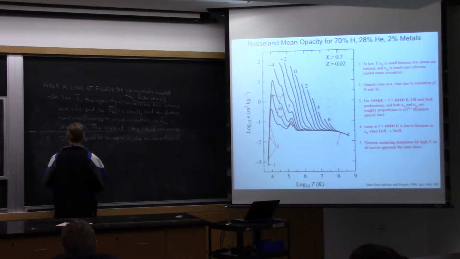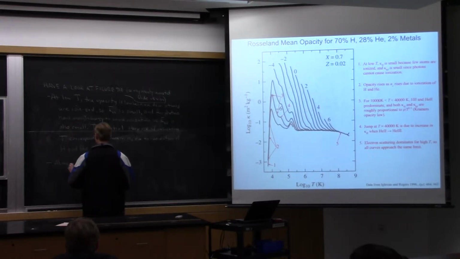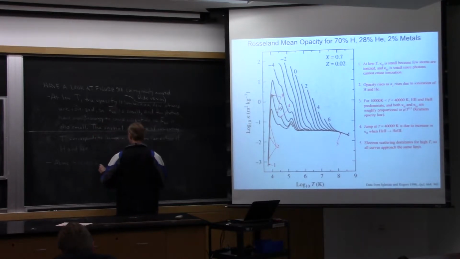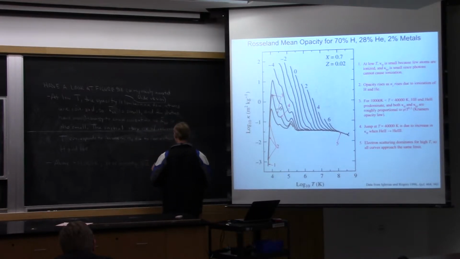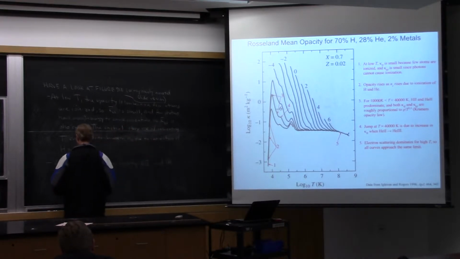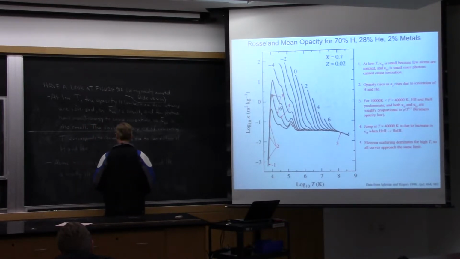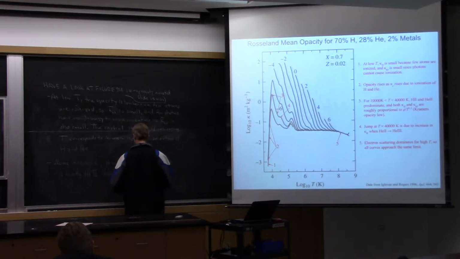So the next thing we write is above around 10,000 Kelvin, H is mostly H II. And helium is mostly He II below 40,000 Kelvin, because remember, 40,000 Kelvin is where helium starts to become doubly ionized.